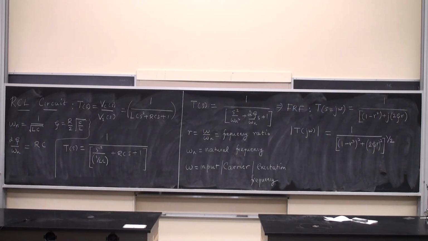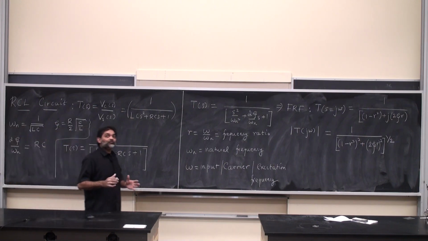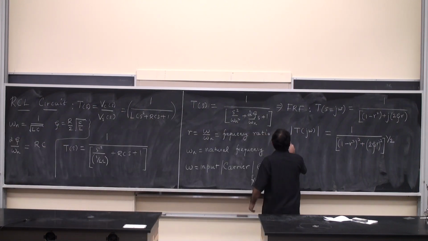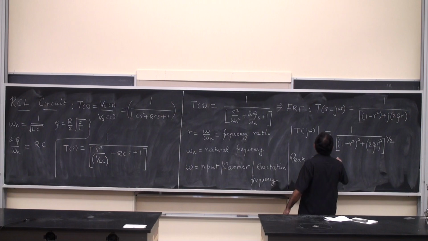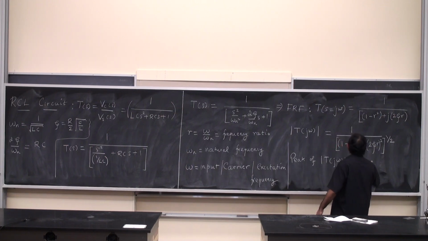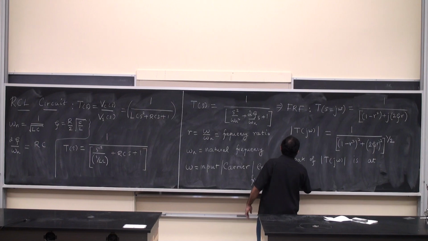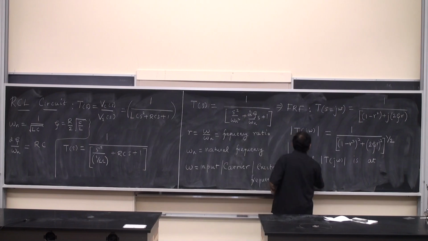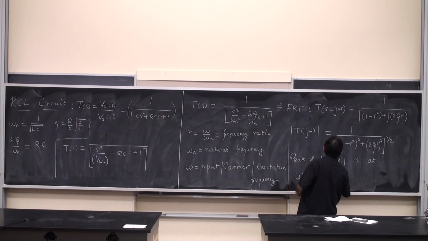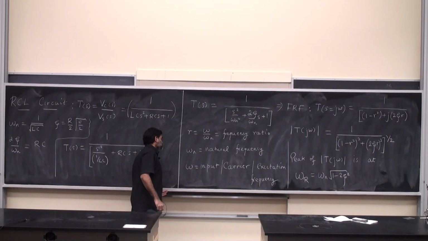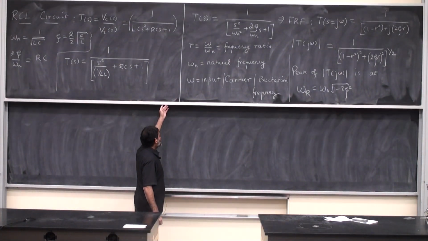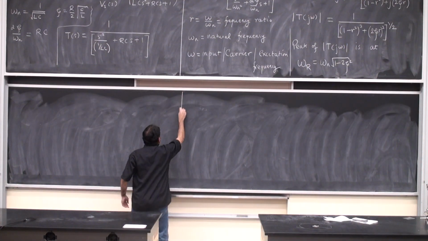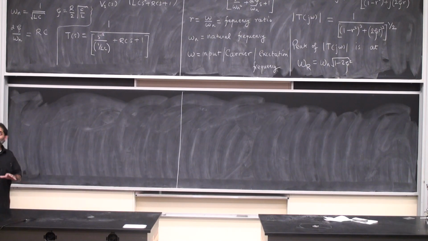Then to find the peak value, we differentiated it with respect to the frequency ratio R. We found out that the peak occurs at omega R, which is called the resonant frequency. Omega R is omega n times the square root of 1 minus 2 zeta square. Terminology, omega R is the resonant frequency.